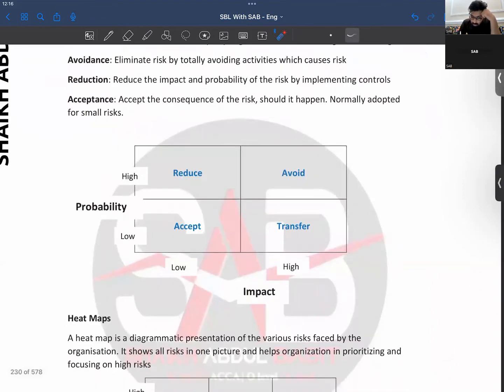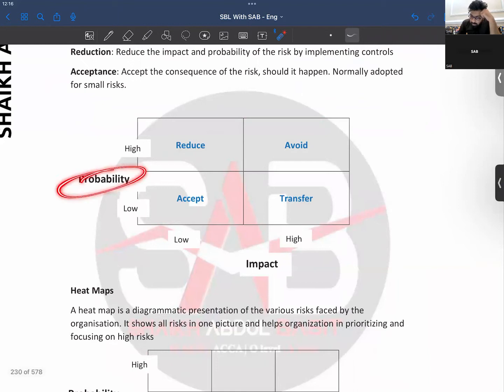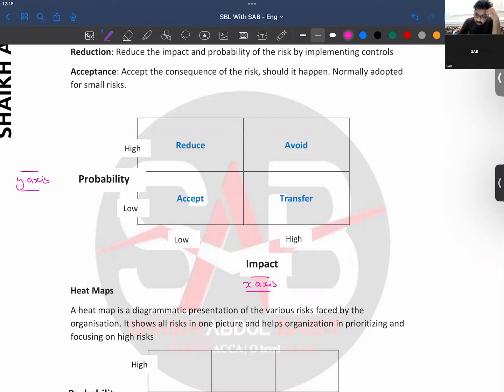So what are you going to do? It's probability versus impact. The x-axis is going to be the impact, and the y-axis is going to be the probability.